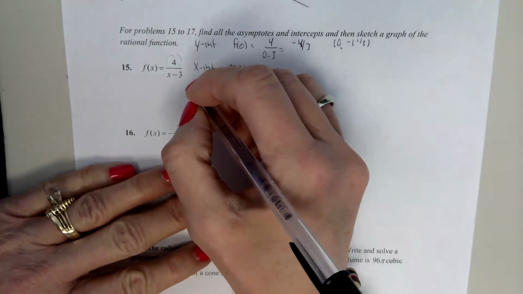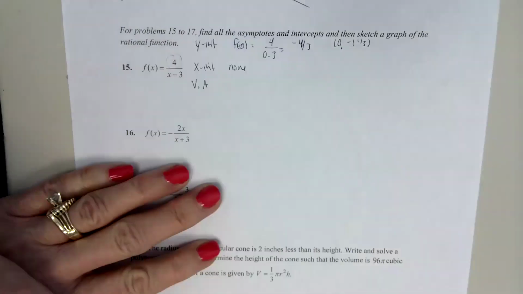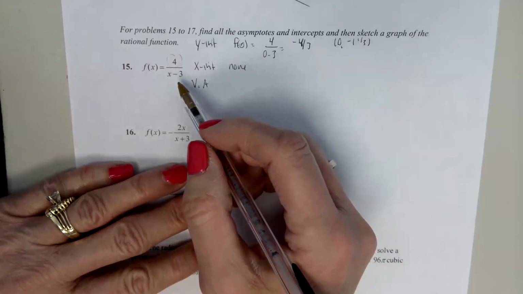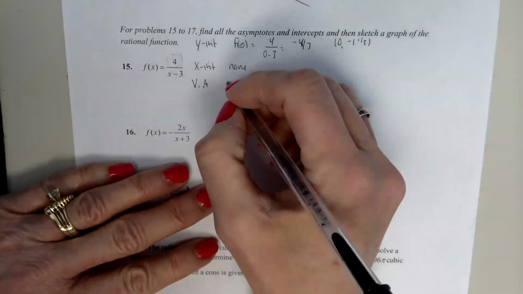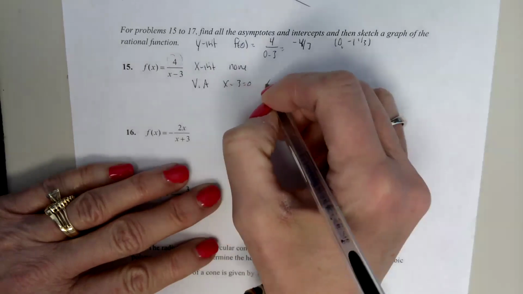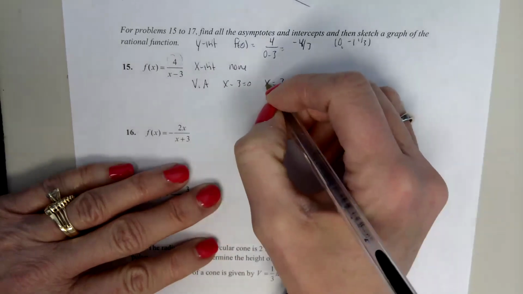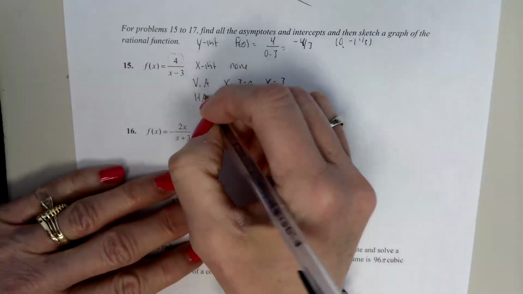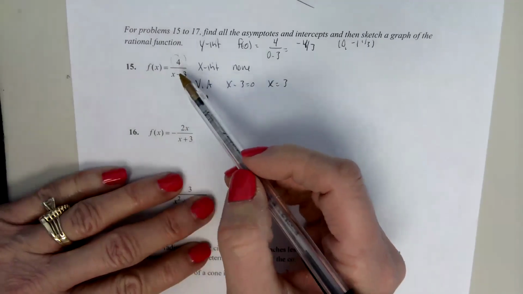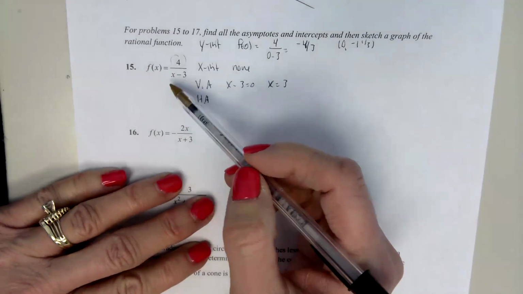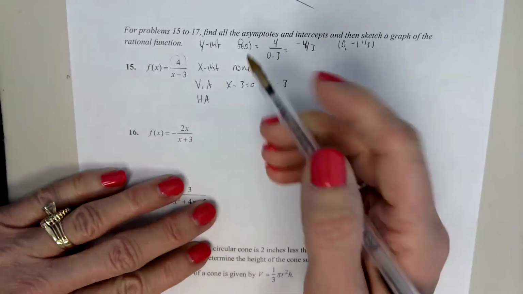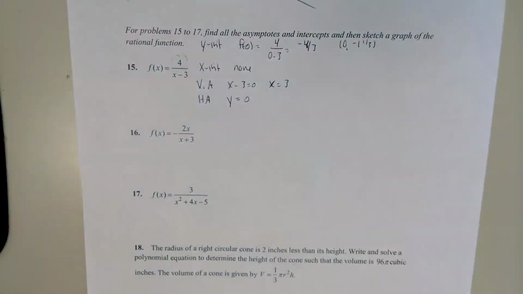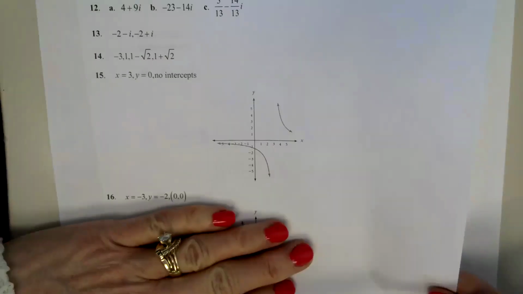And the vertical asymptote is when the denominator is equal to 0, so x minus 3 equals 0, or x equals 3. So that's the vertical asymptote. And then the horizontal asymptote, if there are any, is when we look at the degrees. So there's a 0 degree on top and a 1 degree on bottom. So the bottom is growing quicker. So then the horizontal asymptote is at y equals 0. And it looks like this right here.